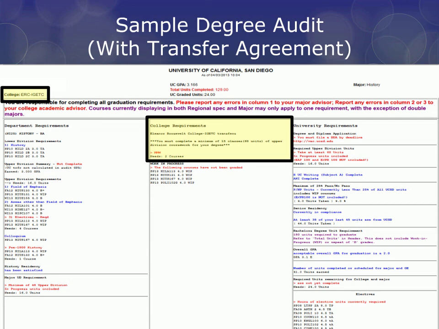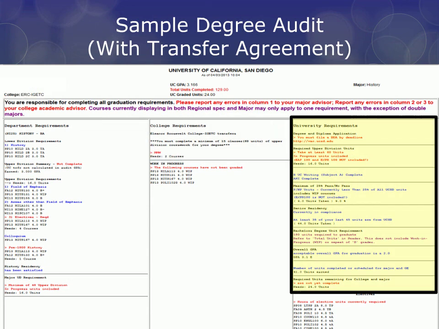You can see whether you were accepted into UC San Diego under a transfer agreement by looking in the top left-hand corner of your degree audit. Your university requirements appear in the right-hand column. If you have any questions regarding ERC GEs or university requirements, please consult with an ERC academic counselor.